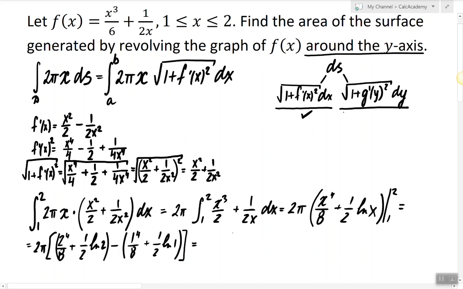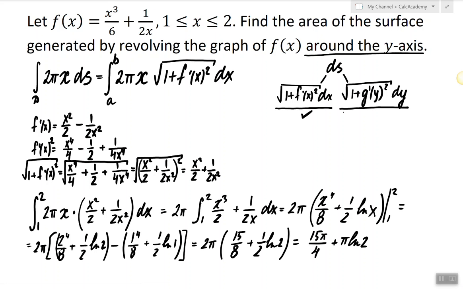And simplifying everything will give us 2 to the 4 is 16. 16 minus 1 is 15 over 8, and we have plus 1/2 ln 2. So distributing 2 pi will give us 15 pi over 4 plus pi ln 2, and that's the area of the surface obtained by rotating the piece of a given function on a given interval.